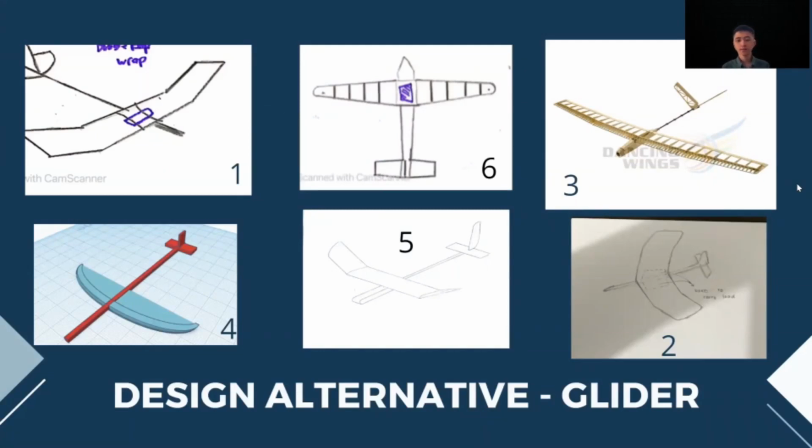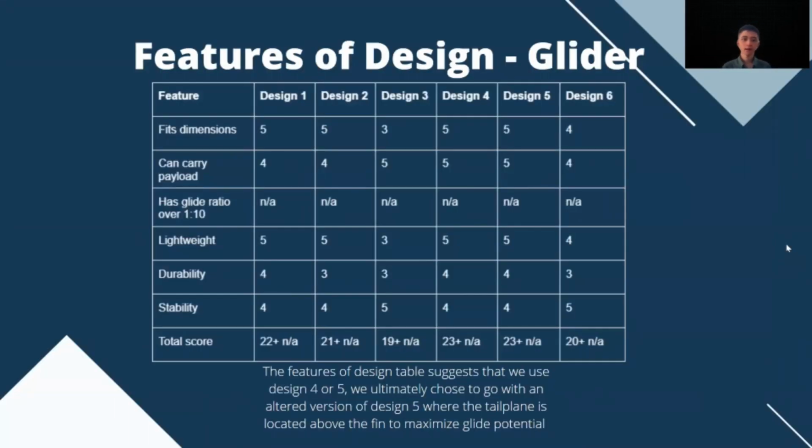So this is the design alternative for the glider. There is a total of 6 designs, but in the end we actually used the 5th one because of a couple of reasons. I'm going to show it to you after this. So this is the features of the design. We have 6 features that we need to calculate to actually use in the end.